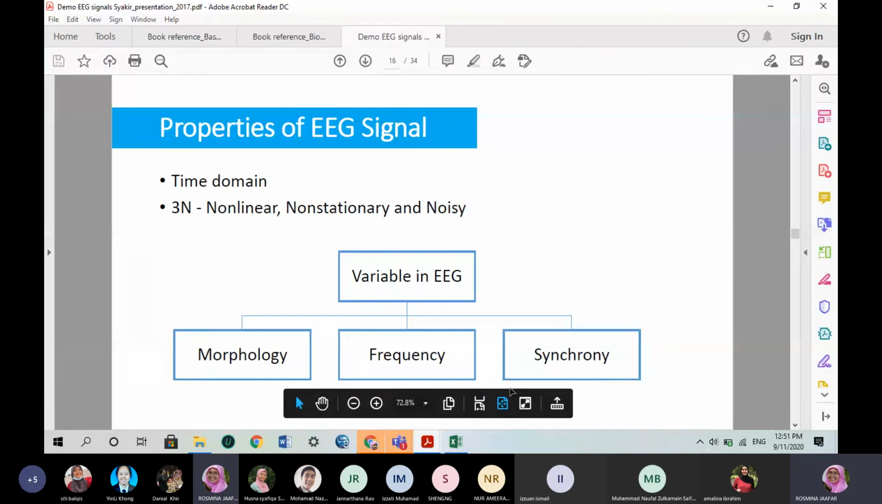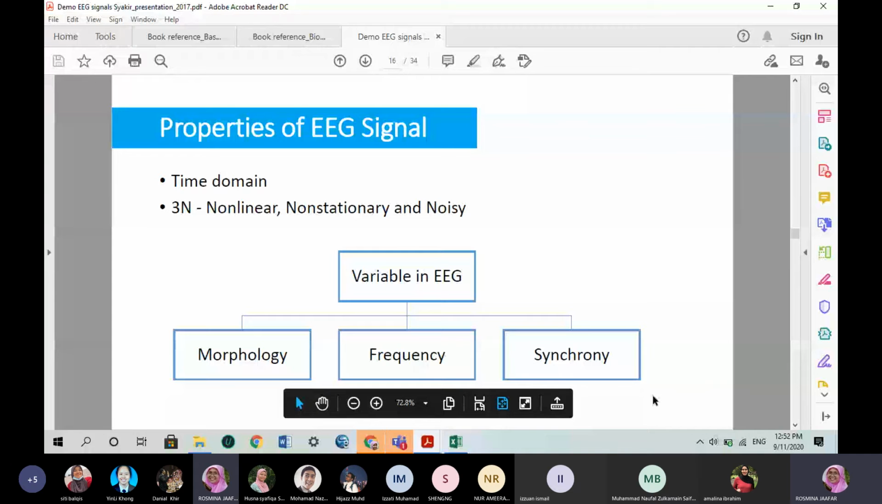Alright. Okay. The variables in the EEG are the morphology of the signal, the frequency of the signal, and the synchrony of the signal. Variables means pemboleh ubah yang kamu boleh ketengahkan. Morphology means shape. Frequency means the frequency component in each of the channels. Synchrony: whether each channel is synchronized with each other or not.